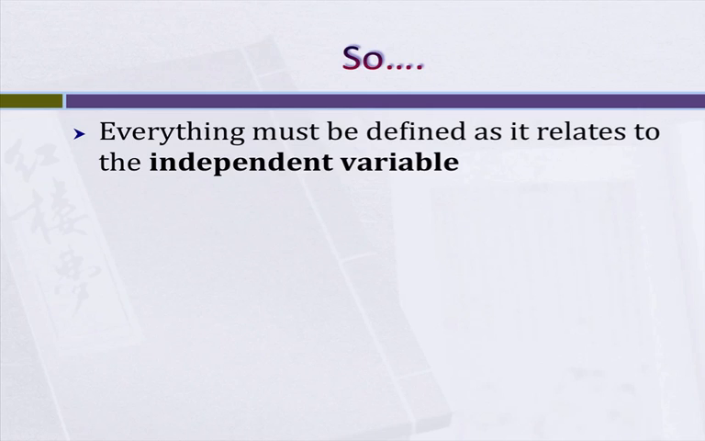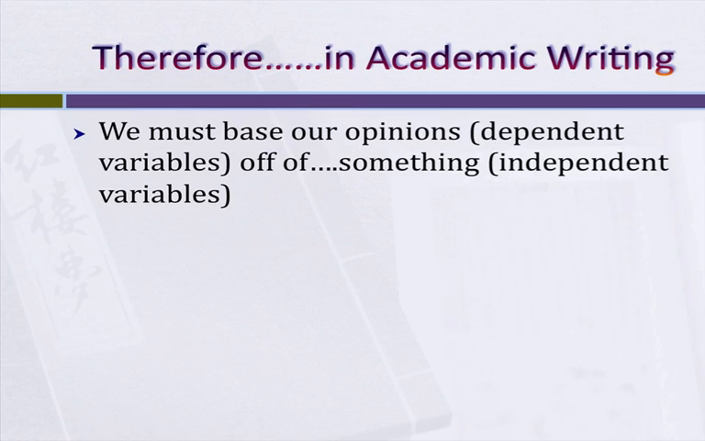Basically, it means that everything you write must be defined as it relates to the independent variable. And so we have to look at our prompts that we're given in English class, and we have to decide what is the independent variable, what is the thing that doesn't change, what is the thing that is constant in this question, and that can be applied to the essay and the specific text we have. So in academic writing, we must base our opinions, which are going to be seen as dependent variables, off of something, and those somethings are going to be the independent variables.